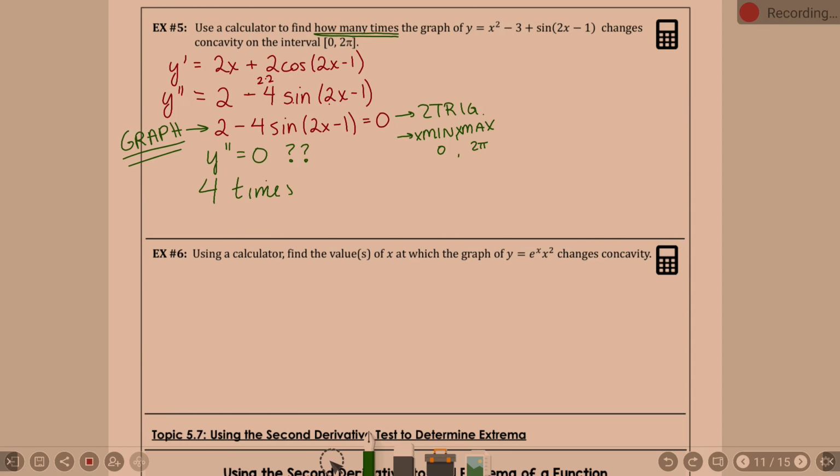We know that because the second derivative has 4 zeros, and at each of those zeros it is changing sign, yes? Mm-hmm. Okay.